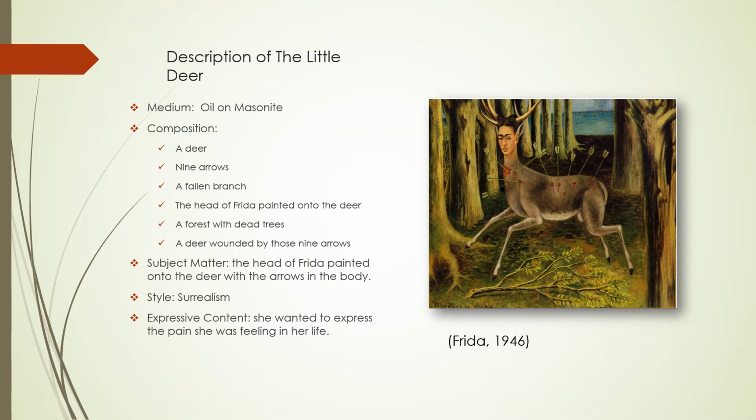As I said before in the introduction, she was in the hospital because of the bus accident she faced, and so she wanted to show the audience the pain she was feeling by using that head of her painted onto the deer with those arrows. Going to the style, it is surrealism. This is due to the head which is painted onto the deer, which is not normal. That's why I say that the style is surrealism.